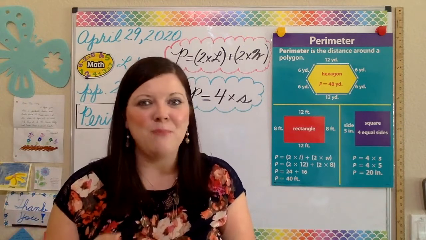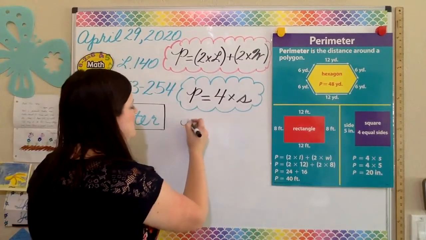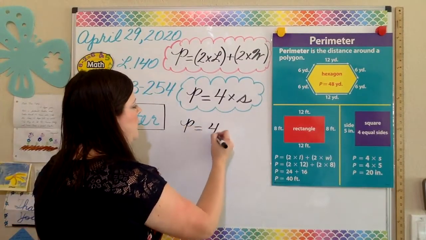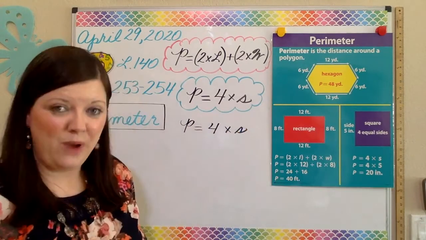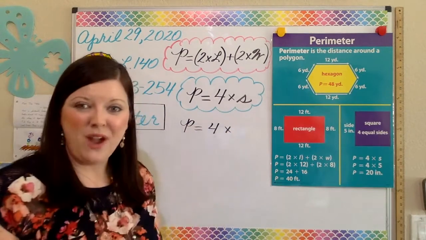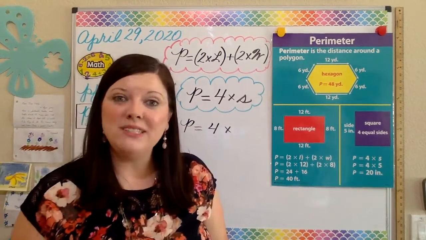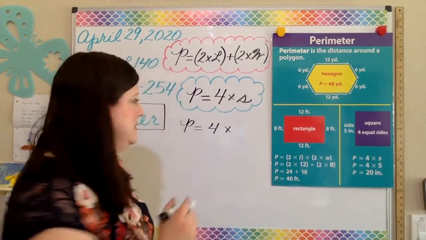Well, remember, we start by writing our formula first. P equals 4 times S. Now, let's erase the S and replace the S with what the S stands for. What was the length of one of the sides? One of the sides was 4 feet.